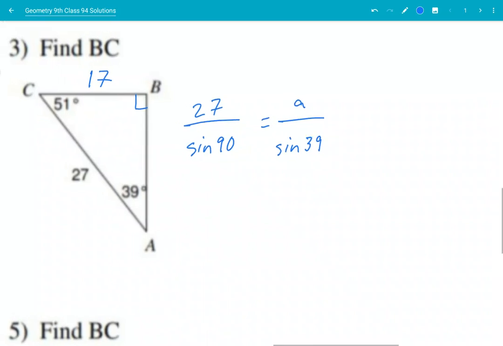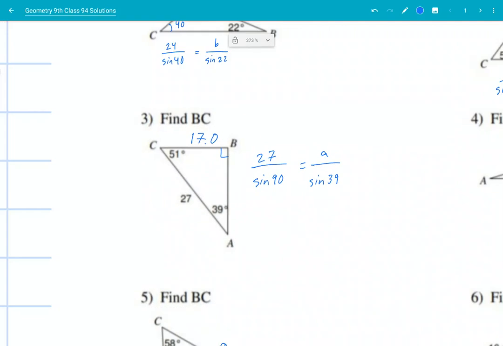Cool, there we go, 17.0. Let's corroborate.